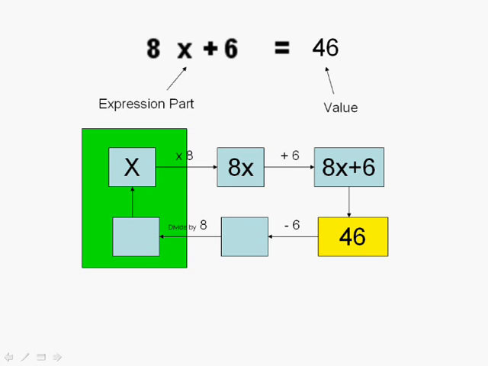So if the expression doesn't change, the model doesn't change. 46 take away 6 leaves us with 40, and then dividing 40 by 8 leaves us with our answer, x is equal to 5.